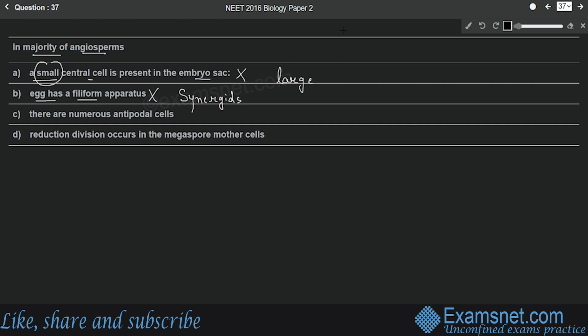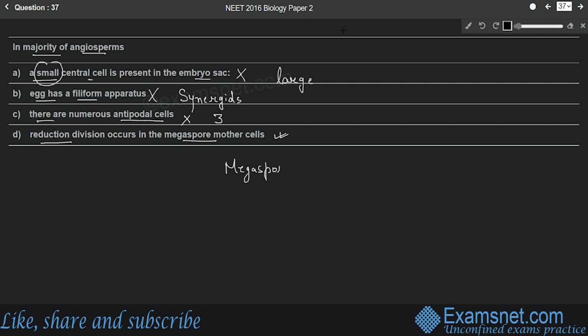Then the third one is there are numerous antipodal cells. This is also incorrect because the number of antipodal cells is only 3. There are only 3 antipodal cells, not numerous. Then the last statement says reduction division occurs in the megaspore mother cell. Yes, this is a correct statement.